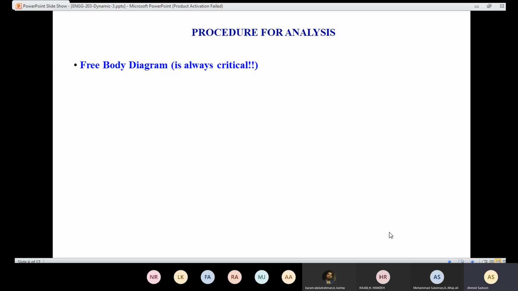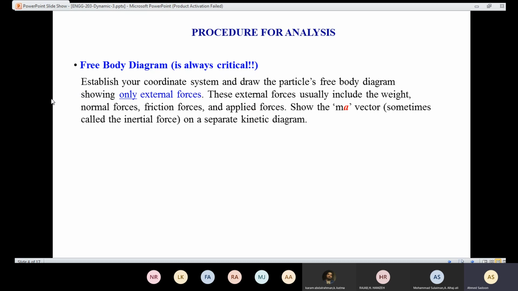So how am I going to solve the problem? The procedure is simple. First, we need to develop a free body diagram. It's very important to do that. And in the previous lecture, we learned how to draw the free body diagram. We are going to establish a coordinate system. You need to choose a convenient coordinate system. And we are going to draw the particle's free body diagram. We are going to show all the external forces.